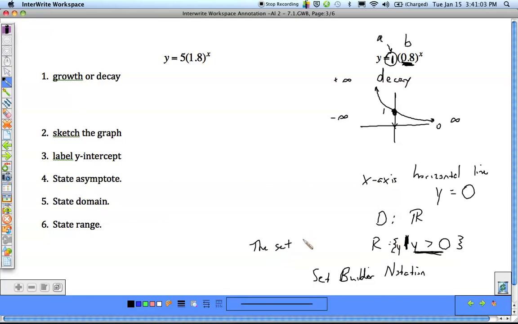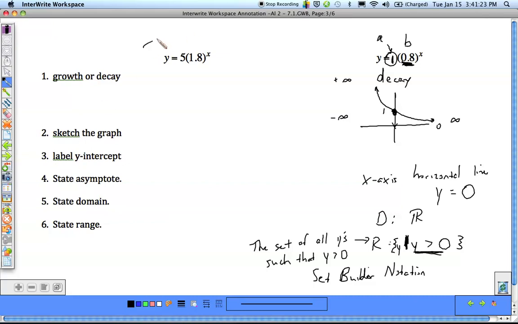The y is just going to be all y's. This horizontal line here means "such that," and then the inequality just means the inequality, such that y is greater than 0. And this is set builder notation. You guys are going to be using this a lot in FST and pre-calc.